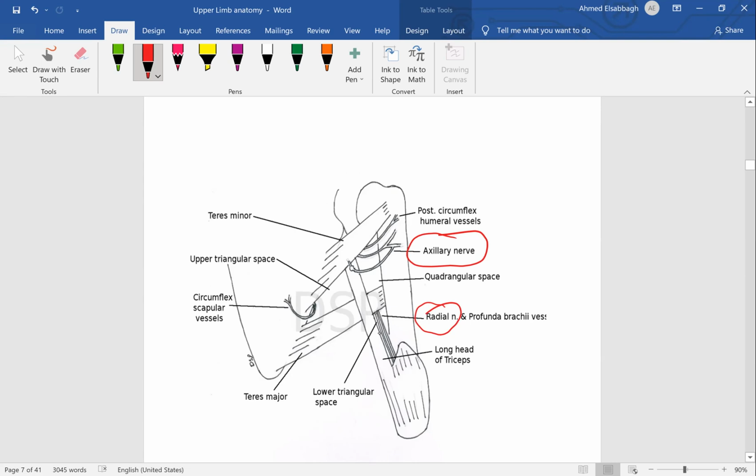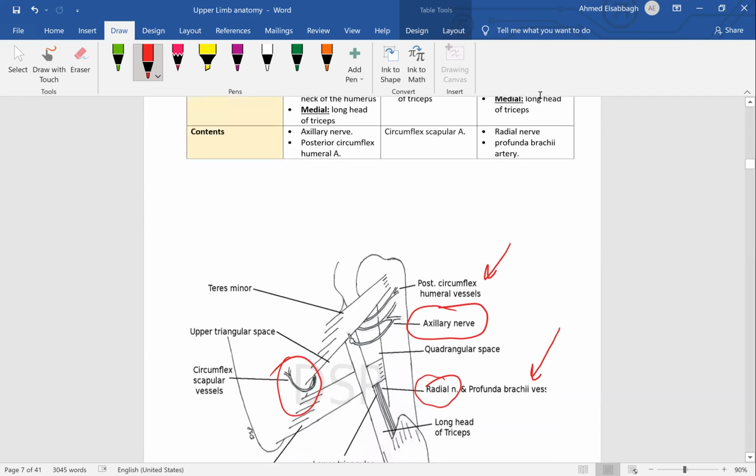Okay, okay. The axillary nerve is accompanied by posterior circumflex humeral vessels, and the lower triangular space is accompanied by profunda brachii vessels. The upper triangular space contains the circumflex scapular vessels. Okay, okay. You must know the contents. Contents are important.